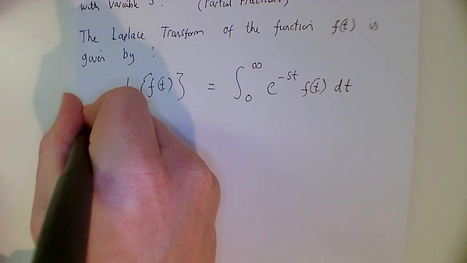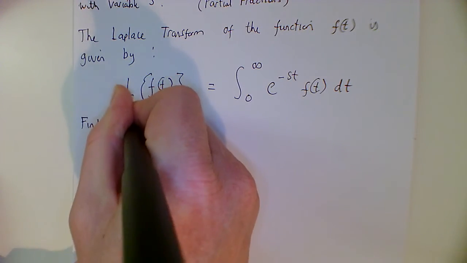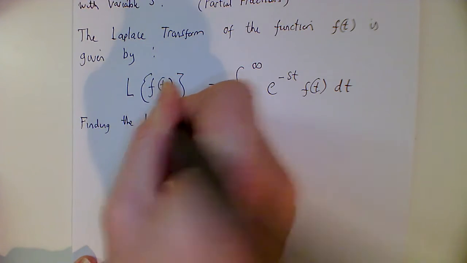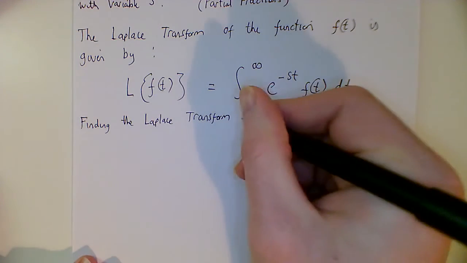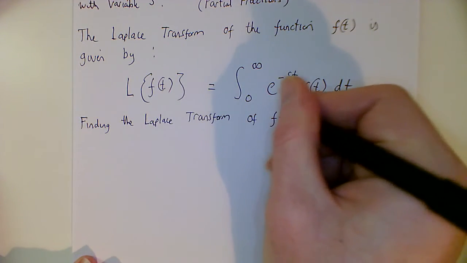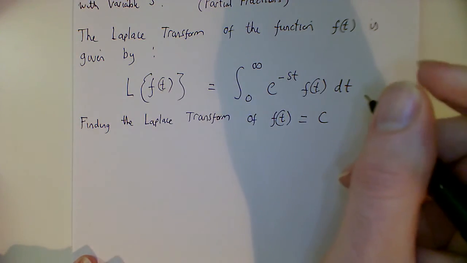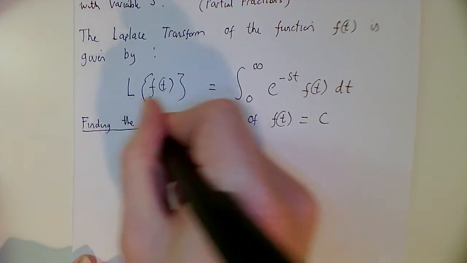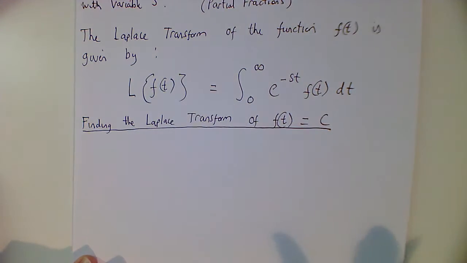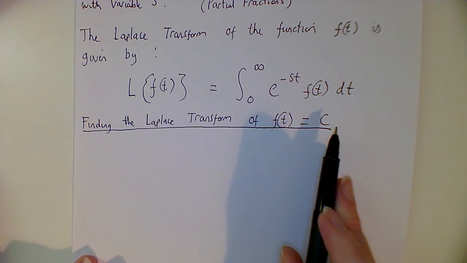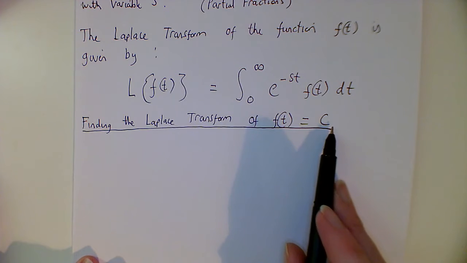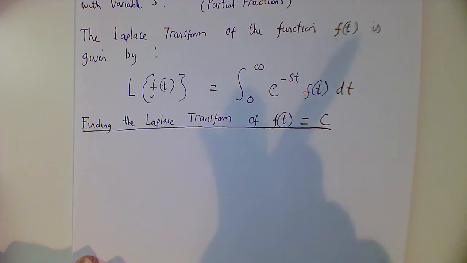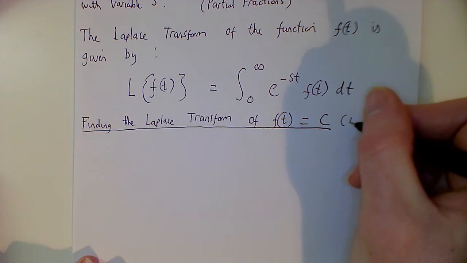Right, so this is finding the Laplace transform of f of t equals c. Right, now remember, if we're using the letter c, that just means it's a constant. So that means it's 4 or 7 or negative 100 or whatever. But I'm just going to do it for the general case c, so that means we can apply it to any number value at all. Right, so this is from first principles.